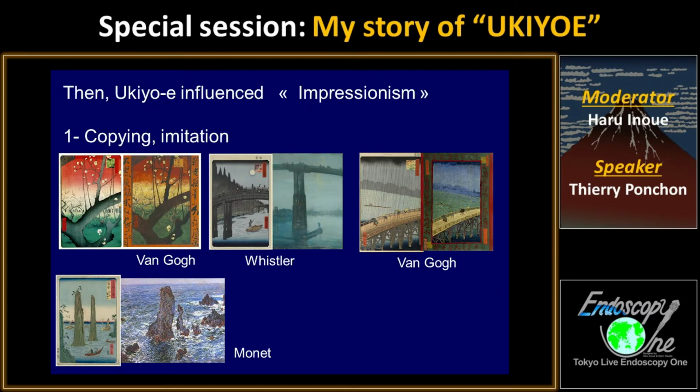And why did ukiyo-e influence the Impressionists? First of all, Impressionists just copied and imitated. This was the first step. They imitated, such as Van Gogh, you see the famous plum tree. Whistler, also, you see the bridge, more or less exactly the same. Van Gogh, also another bridge. And even Monet, this is from a French island, you see, really, they imitated ukiyo-e.